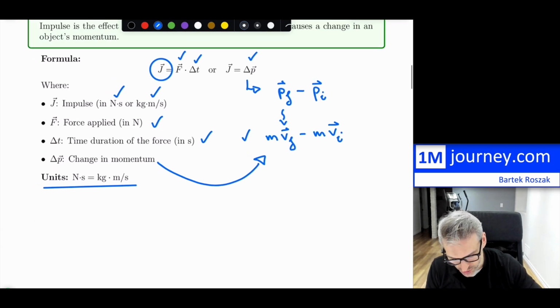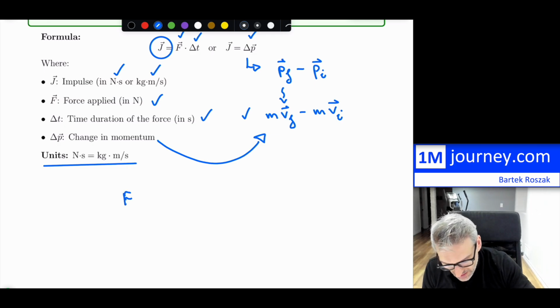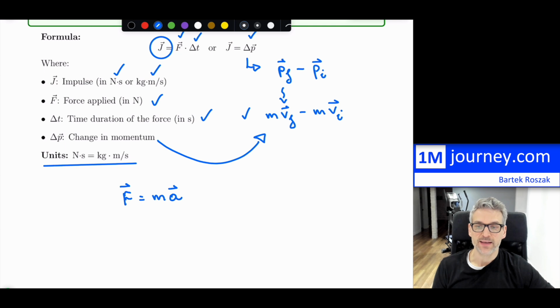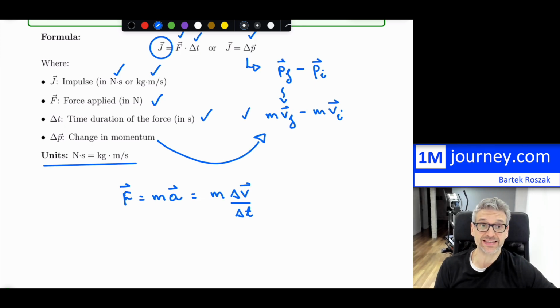So if you recall Newton's second law, the net force F is equal to the mass times the acceleration that you have. Now, this definition, mass times acceleration, is simply mass times the change in velocity, all over the change in time. That's by the definition of acceleration.